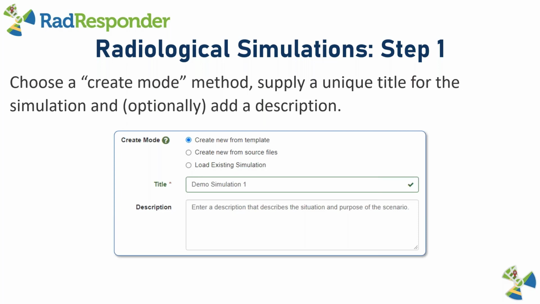For this first step in the wizard, you're first going to choose a create mode. So as you can see, there are 3 different options here. Again, we'll create a simulation either from a template or from a source file. You can also load an existing simulation. I'll touch on scenarios where you might have a pre-existing what we call XSIM file that you'd want to load onto an event. But we'll primarily focus on creating from templates and from source files, of course.